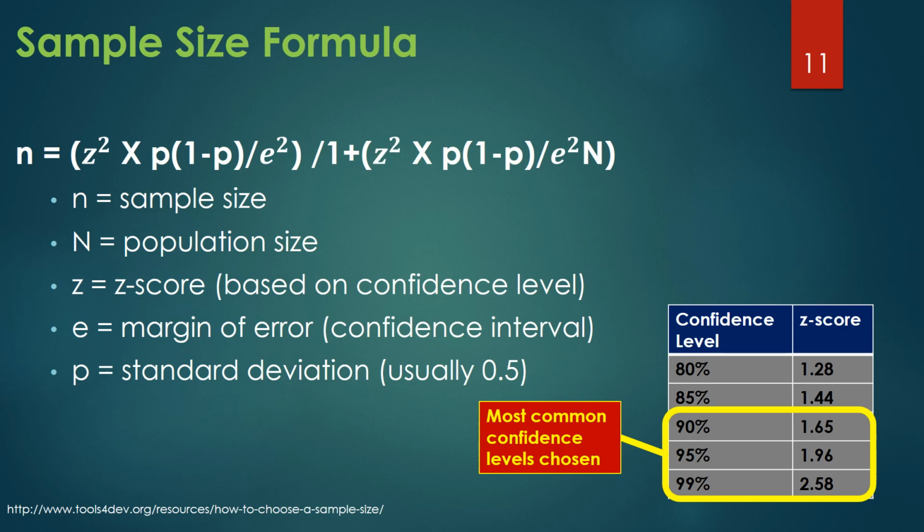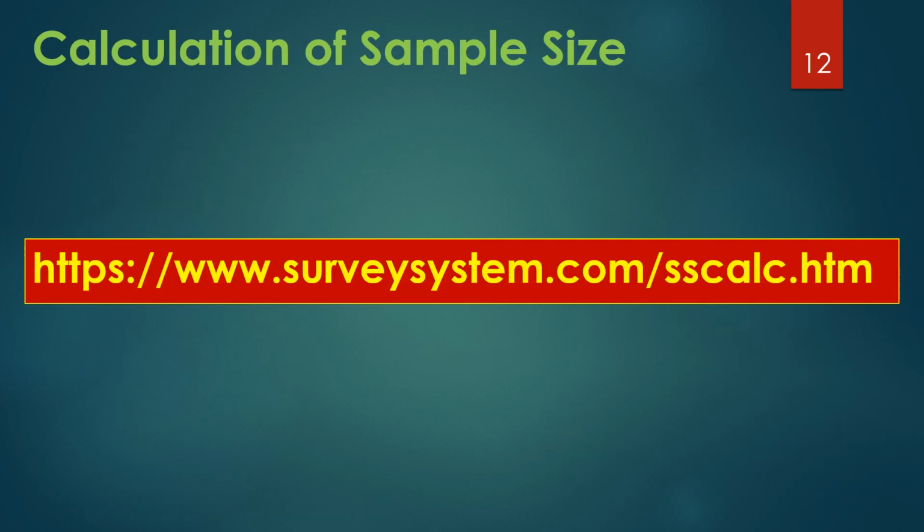The standard deviation states how much variation is desired in the formula. 0.5 is a common standard deviation used in population studies. This is one website that calculates the sample size for a study population by plugging in key values for the formula.